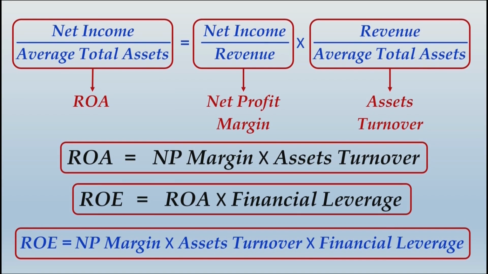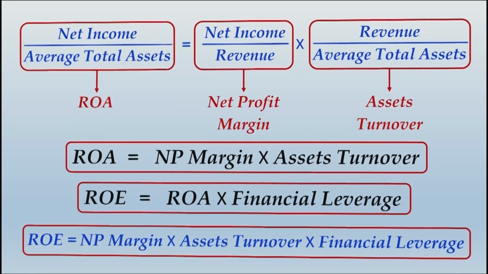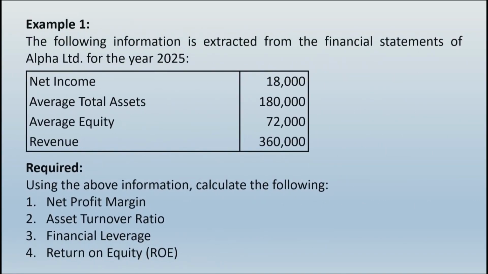Alright friends, once you have completed writing this whole thing, let us move ahead and take up examples for understanding the same. So let's begin with example number 1. The following information is extracted from the financial statements of Alpha Limited for the year 2025. Net income 18,000, average total assets 180,000, average equity 72,000, and revenue 360,000. Required. Using the above information, calculate the following, that is net profit margin, assets turnover ratio, financial leverage, and return on equity.